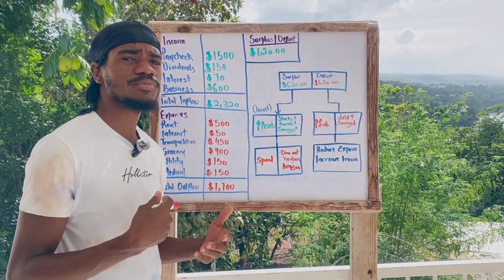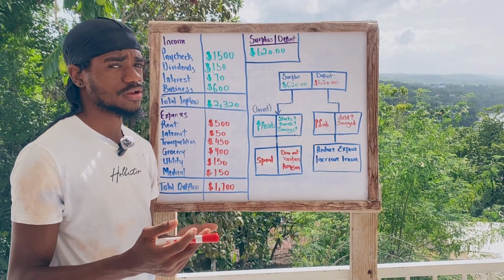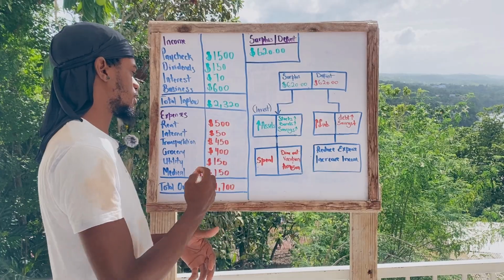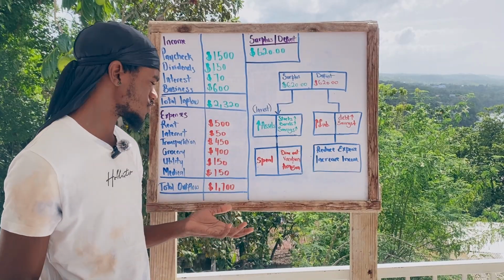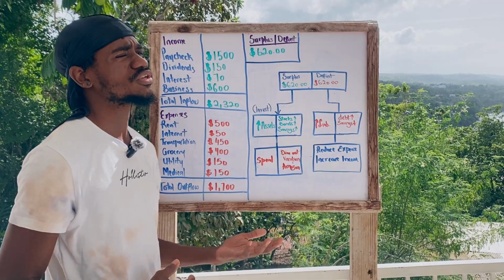Now we're going to take a look at your recorded expenses. We will be looking at your fixed expenses, your rent. You're paying about $500 in rent. Your internet is $50, and your transportation to and from work is about $450.